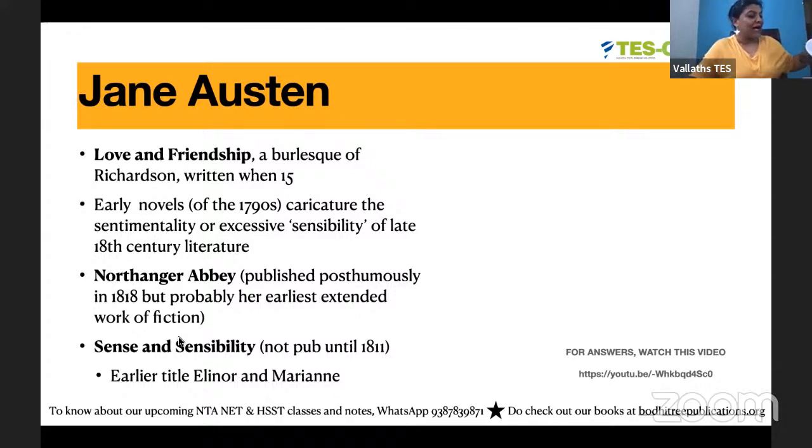Now, remember, guys, in these early novels, Jane Austen critiques sentimentality, not only in Love and Friendship, but also in Northanger Abbey and Sense and Sensibility. In all these novels, she critiques sensibility. Northanger Abbey was published posthumously, but it was the first proper novel that she wrote.